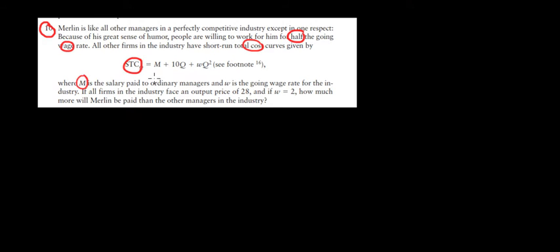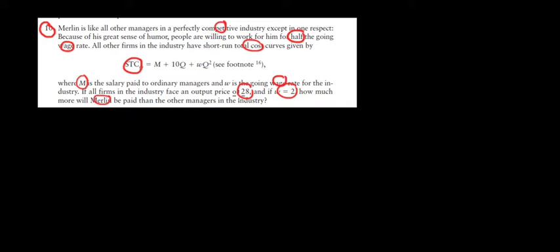M is going to be the salary paid to the managers, and W is the wage rate for the industry, so I guess for all the employees that work there. Now if this industry sells products at the price of 28, so a constant price, just like in a perfectly competitive market, and the wage for the employees is $2, how much more will Merlin be paid than the other managers? So the first thing that we should keep in mind is that we're going to compare two cases, one with ordinary managers, one with Merlin as a manager.